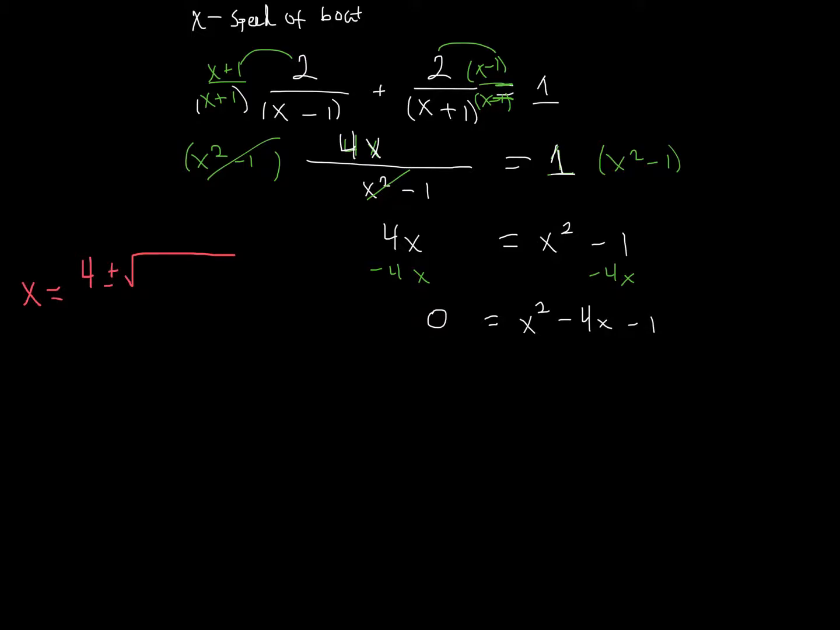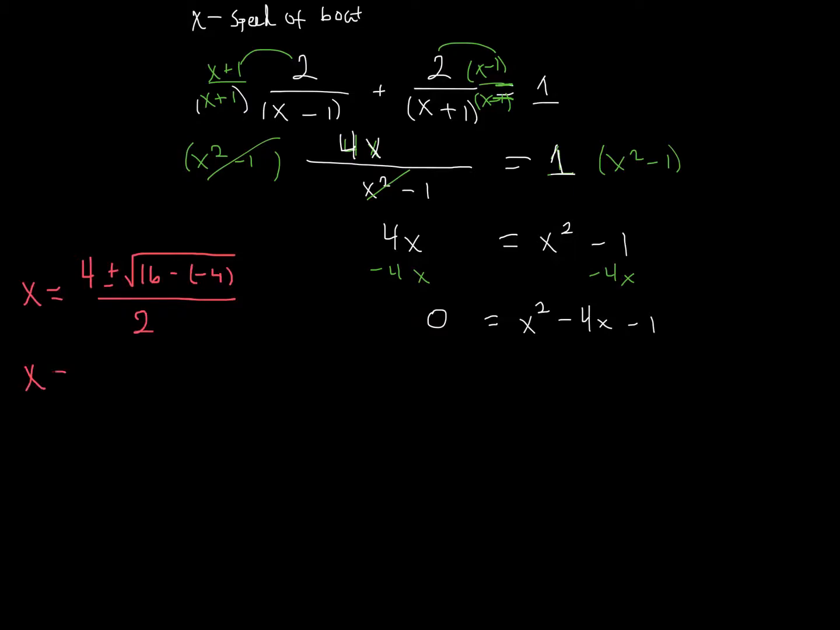B is negative 4, so b squared is 16, minus 4ac. A is 1, c is negative 1. So I'm going to have minus negative 4, all over 2 times 1, which is 2.